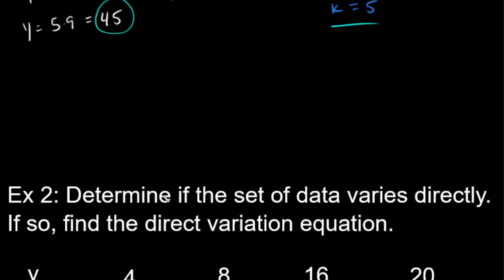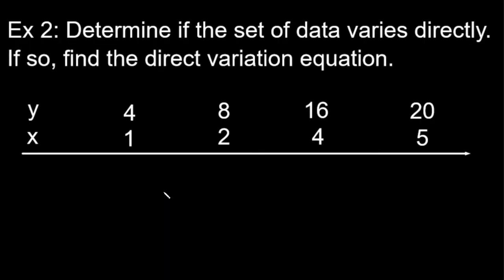Let's move on to another way to see the data. Now, determine if the set of data varies directly. If so, find the direct variation equation. This is another bit of terminology: a direct variation equation is just y equals kx, but you have to plug in k. So when we complete this example, it should end up with y equals whatever k happens to be, times x, if it varies directly.